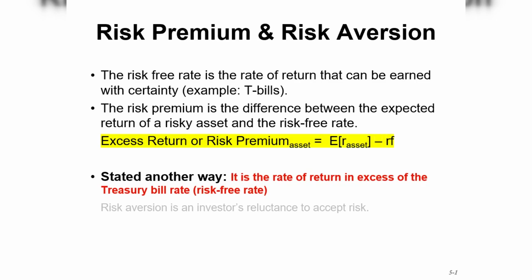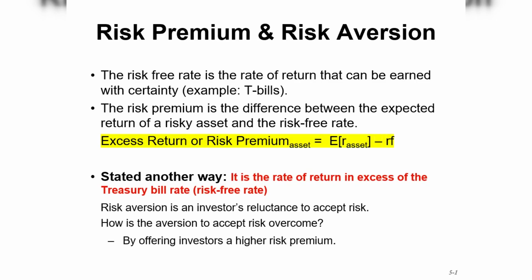Here we introduce two cornerstone concepts, the risk premium and risk aversion. The risk-free rate is the return an investor can get with zero uncertainty, typically represented by government treasury bills or simply T-bills. The risk premium is the amount above that return an investor would demand for taking on additional investment risk. So if a stock has an expected return of 9% and the risk-free rate is 3%, then the risk premium for that stock is the difference, 9 minus 3, or 6%.